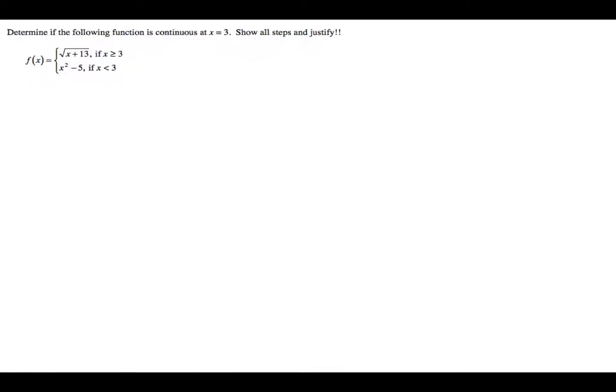Let's go ahead and check it out. This is actually my right side because x is greater than or equal to 3, and this is my left side. So let's start with our right side. Let's first plug 3 into my right-sided function to see what the output gives me. This is just a process. Alright, I get 4.